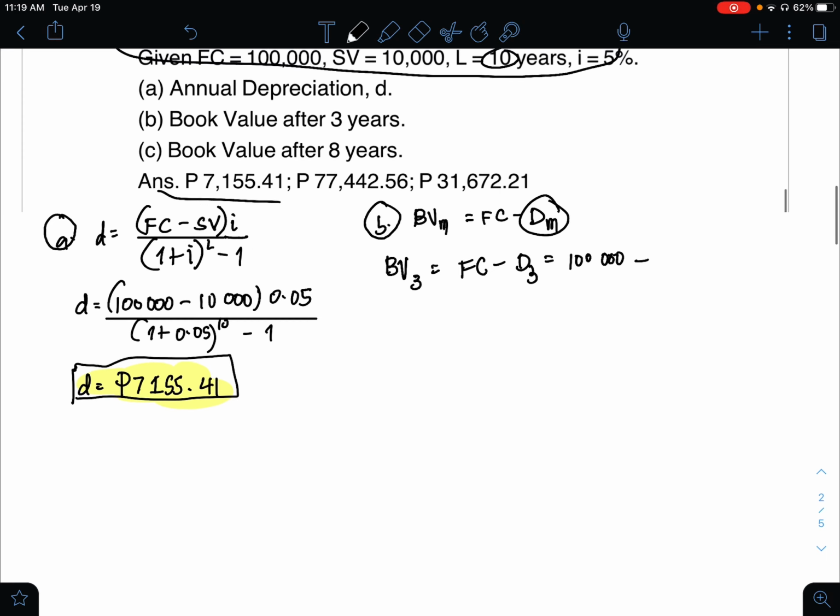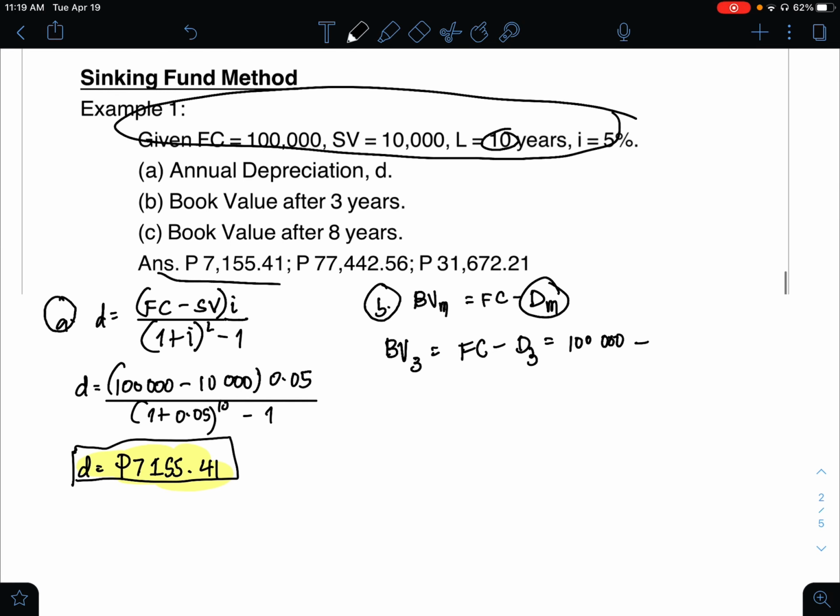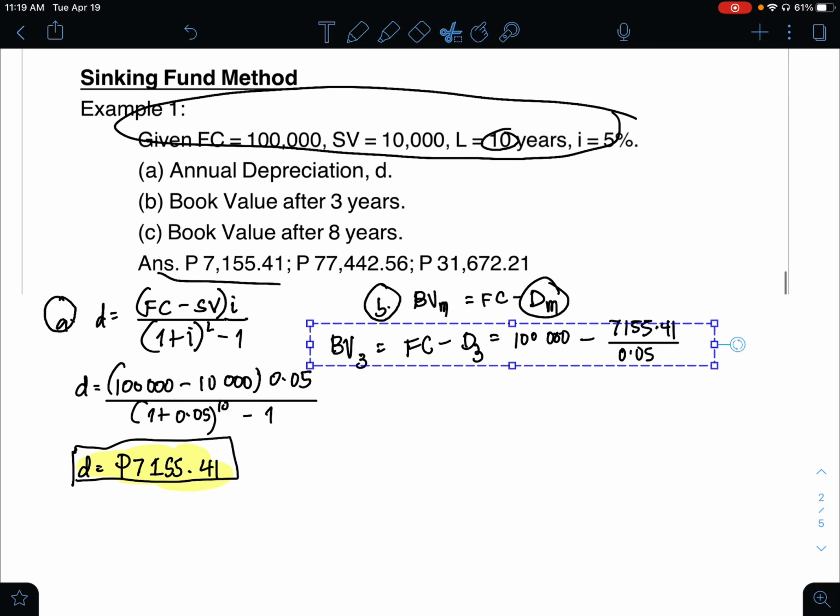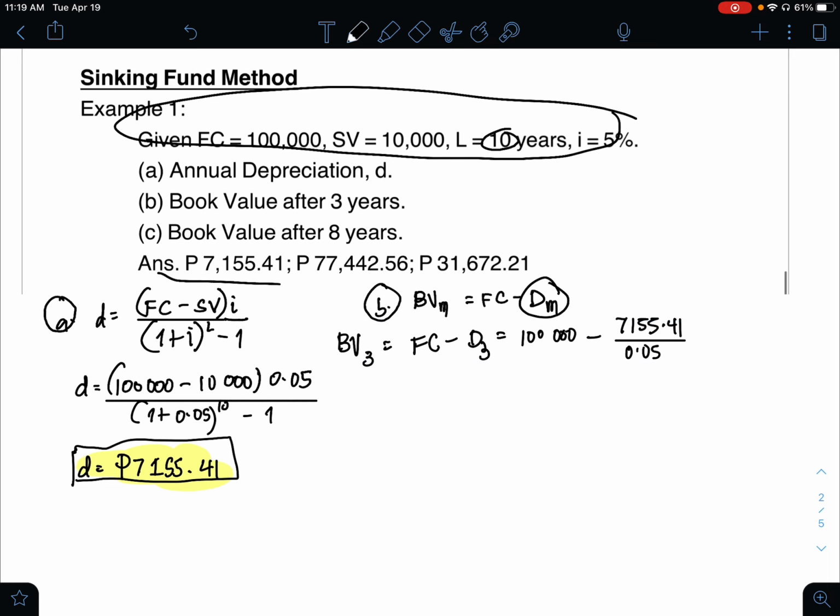So first cost nato is 100,000, right? Minus D over I. Ang D nato is 7,155.41 all over, I nato is 0.05. Okay. Times, wait lang, medyo sakto. Times our 1 plus I. So, ano man na siyang formula, di ba?